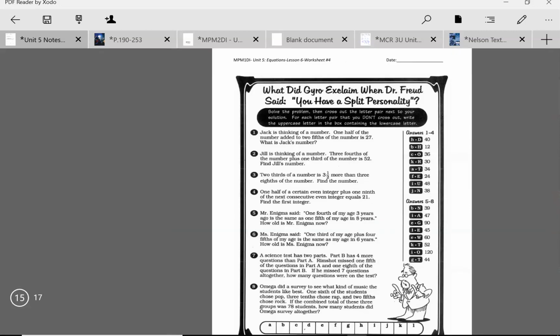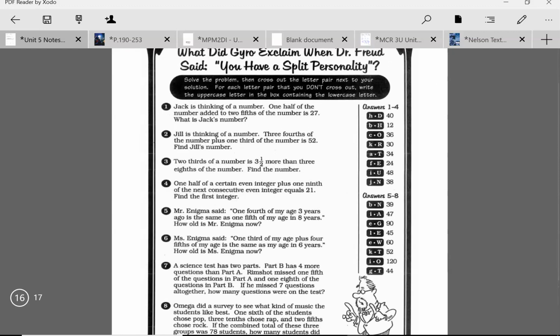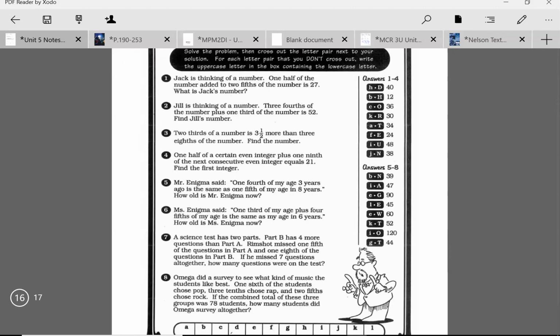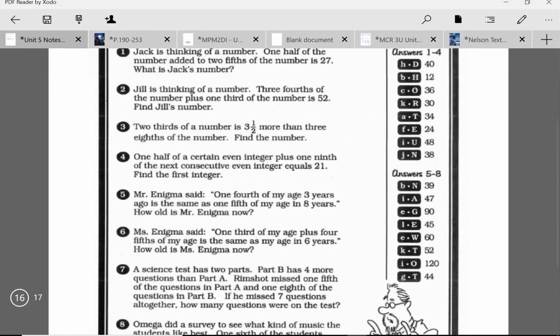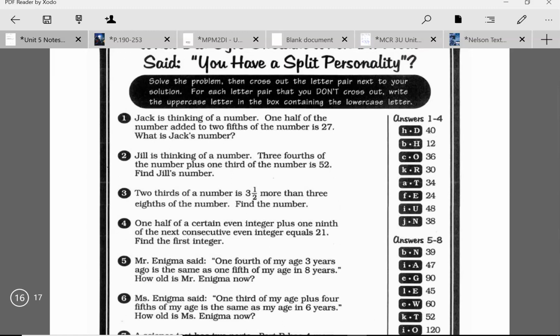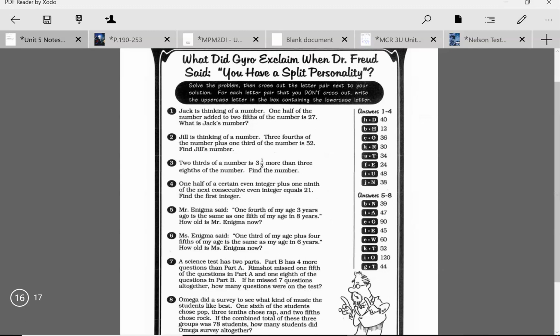Okay, and I don't really think I need to go over some of these questions. I think they're very similar to the questions that we just did. I don't know what this means. Solve the problem, then cross out the letter pair next to your solution. For each letter pair that you don't cross out, write the uppercase letter in the box containing the lowercase letter. What?